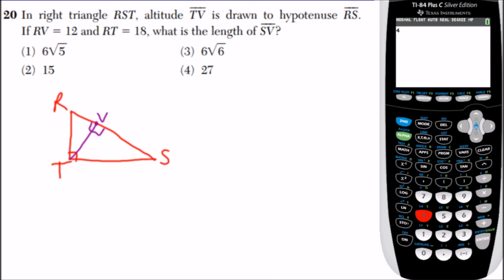And the next thing we're given is the value of the sides. So RV is equal to 12. We have RT is equal to 18. And we want to know what is the length of SV. So we'll call this X.